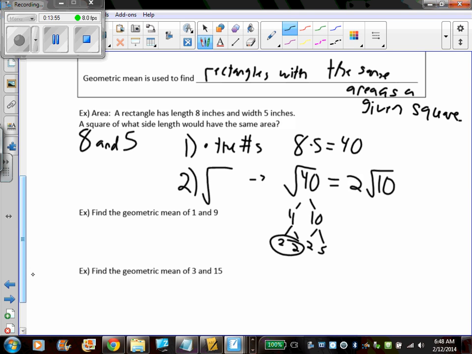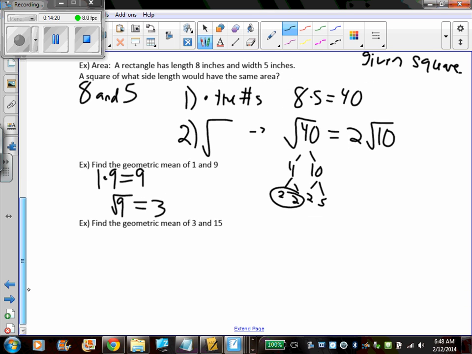Geometric mean of 1 and 9, this one's actually a little bit easier. First step is 1 times 9, gives us an area of 9. Second step, take the square root. Well, square root of 9 is 3. And that should make sense. 3 times 3 would be the area of the square, which is 9. And then 1 times 9, if those were the side lengths of a rectangle, would also equal 9. But the square has the same side lengths, rectangle doesn't necessarily.